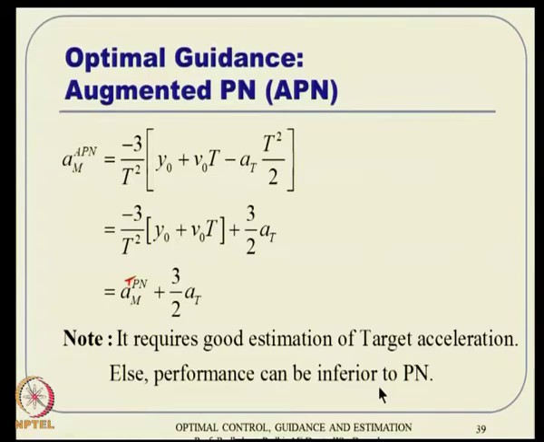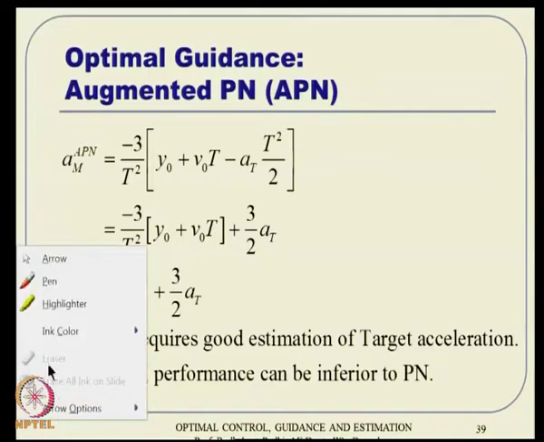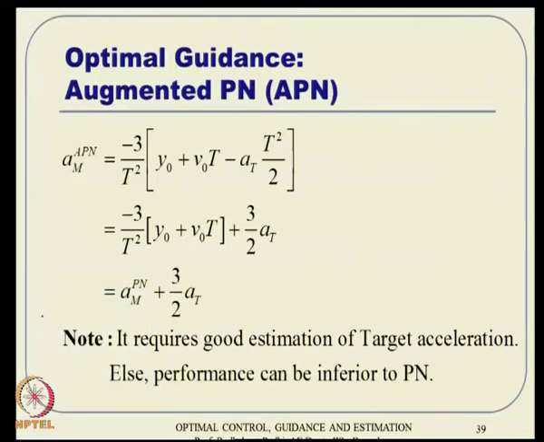Okay. So, when we talk about PN in this entire optimal control discussion, we talk about TPN anyway. Okay. So, if the target information is good, then this is supposed to perform better. If the information is bad, the performance can be worse.